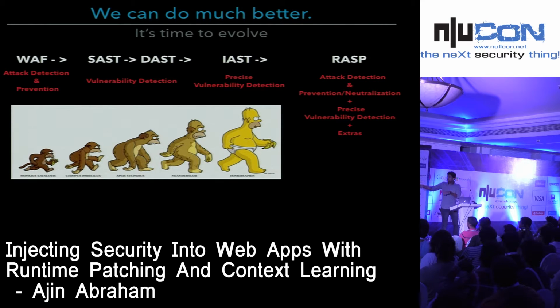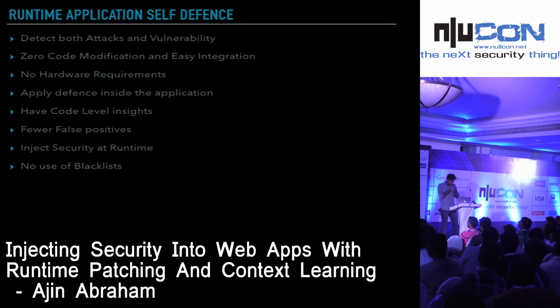Now let's come back to RASP. RASP, or Runtime Application Self-Protection, can detect attacks, which is what your WAF does. It can even prevent or neutralize attacks. WAF only blocks attacks. It cannot neutralize attacks. I will tell you the difference in the coming slides. Then there is precise vulnerability detection. It is precise in the sense that it will point you to exactly which line of code the vulnerability occurs in. And some added extras. We'll see what exactly those are.